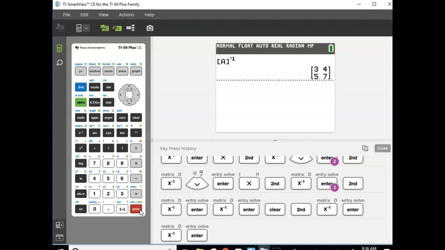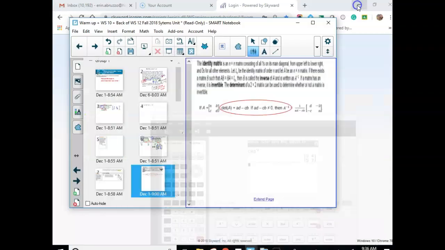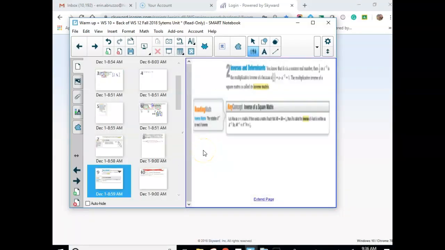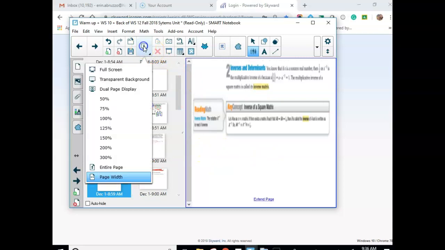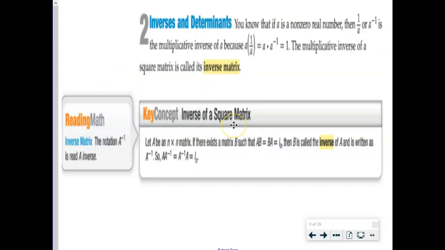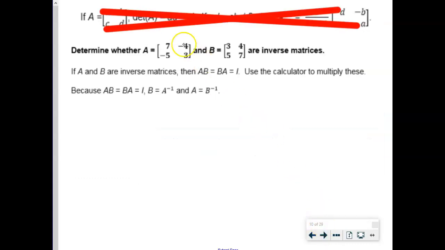I'm actually not going to ask you to find the inverse. But here's what I am going to ask you to do. I'm going to ask you to determine whether or not two matrices are inverses of each other. So here's the definition of how we know they are inverses of each other. If you multiply the matrices together and they undo each other and you get the identity matrix, that means they're inverses of each other.